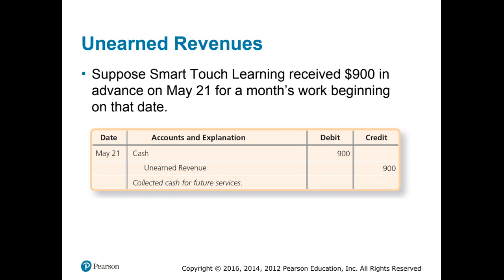Unearned revenues. So now we've received $900 in advance. So someone paid us early. They paid us on May 21st, $900 for a month's work that's going to begin on that date. So we are going to debit cash the day that we receive this cash for $900, but we have not yet performed the work, so we haven't earned the revenue. So we're going to put that $900 in our unearned revenue account. To do that, we're going to credit unearned revenue, and our note is that we collected cash for future services.